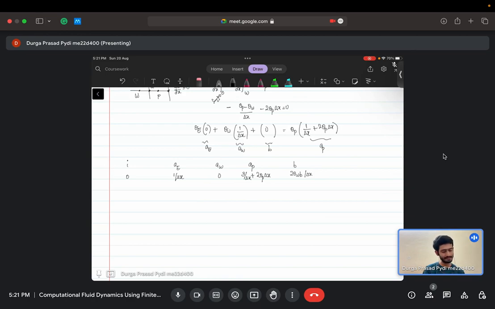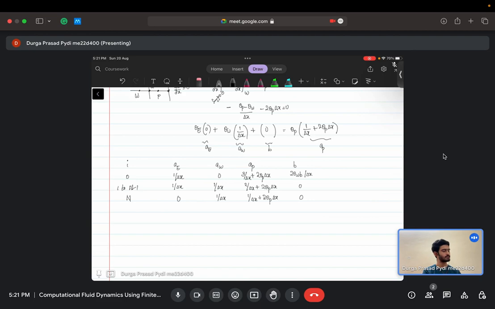Now for all the interior cells from 1 to n minus 1, I have an A east of 1 over delta x, AW of 1 over delta x, AP of 2 over delta x plus 2 theta p delta x, and there is no b term. And for the last cell, we don't have an east term. The west term is 1 over delta x, and AP is essentially 1 over delta x plus 2 theta p delta x, and there is no b term.